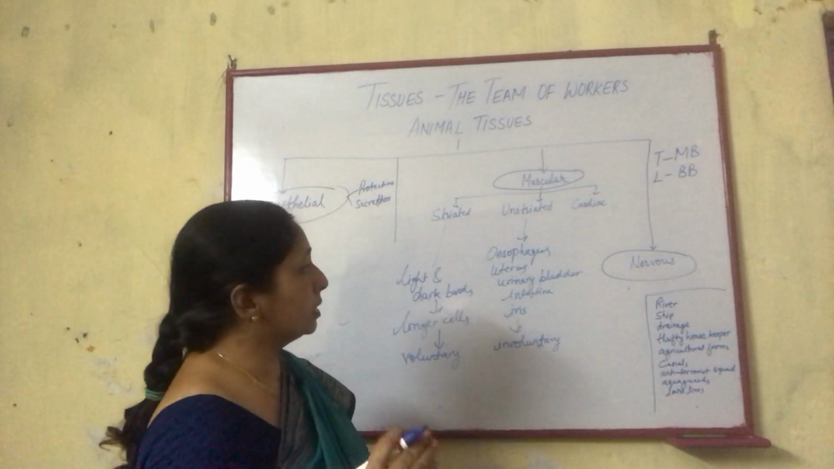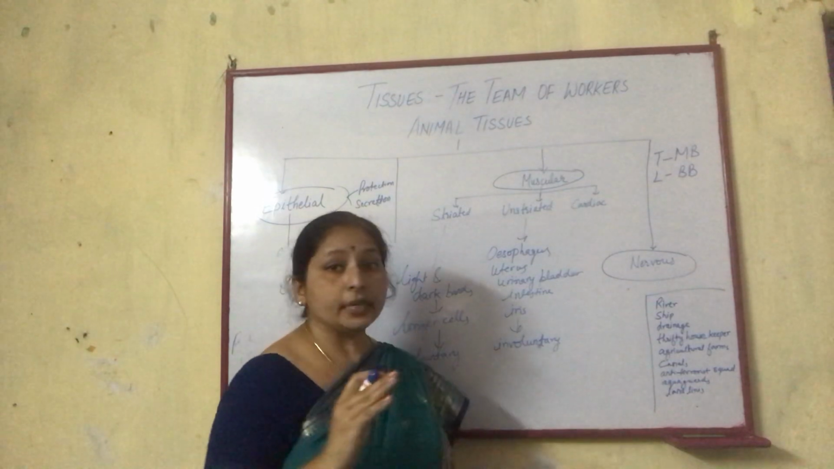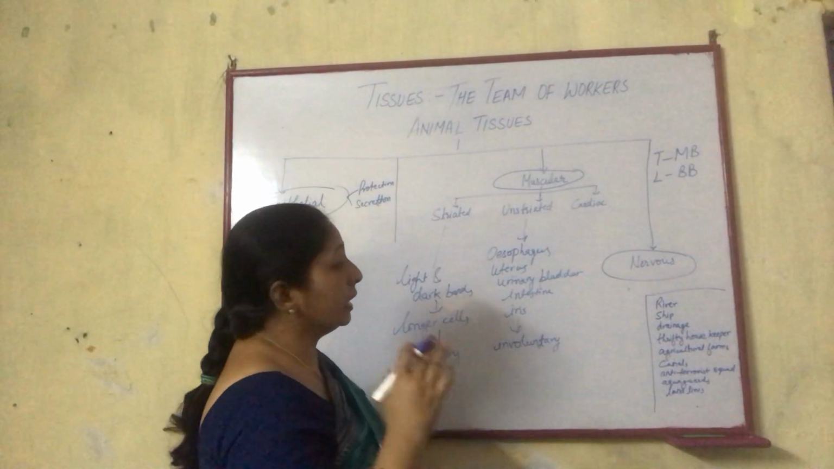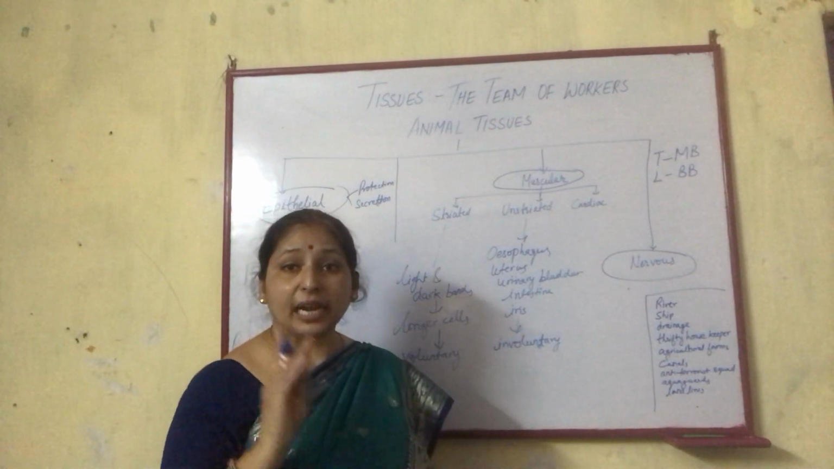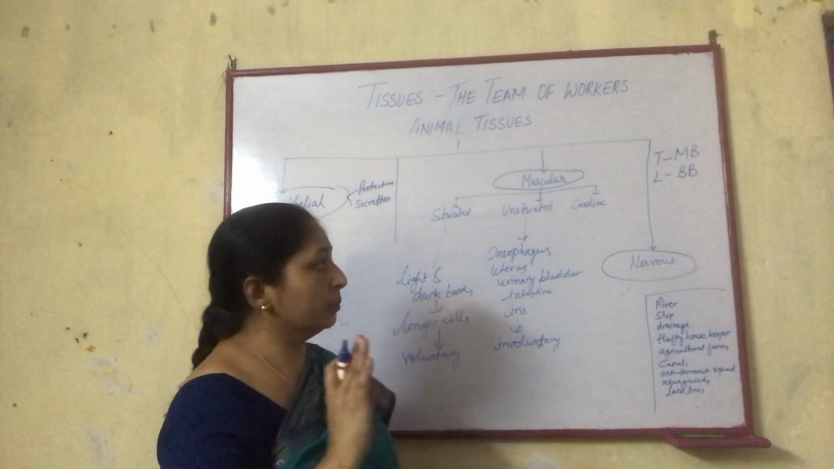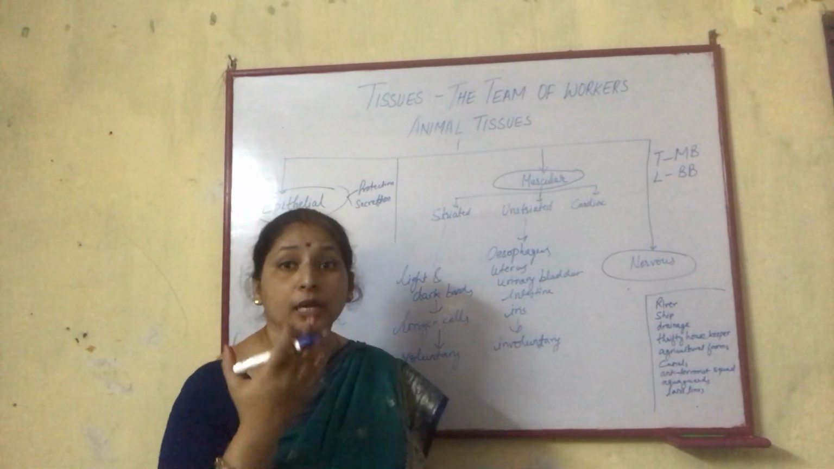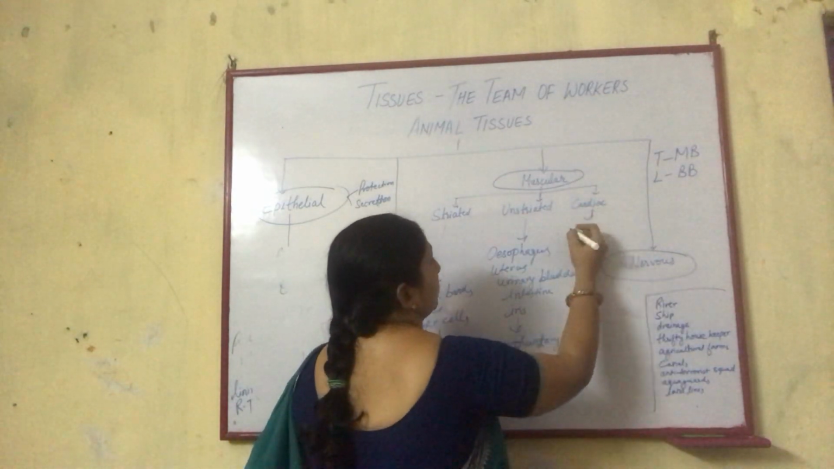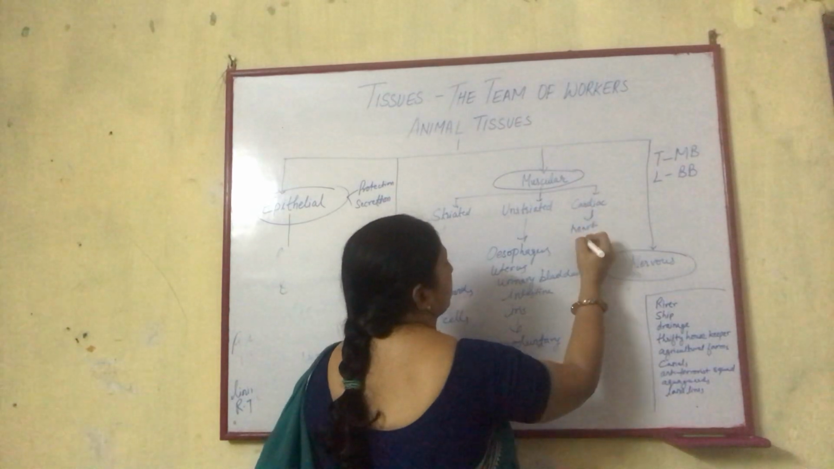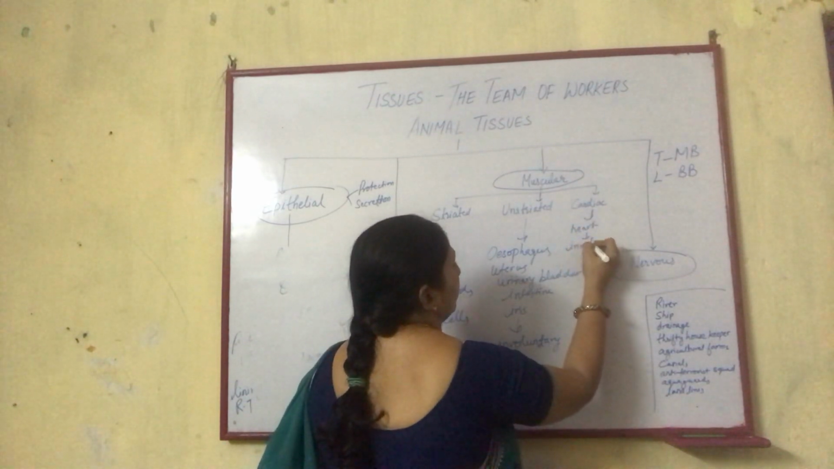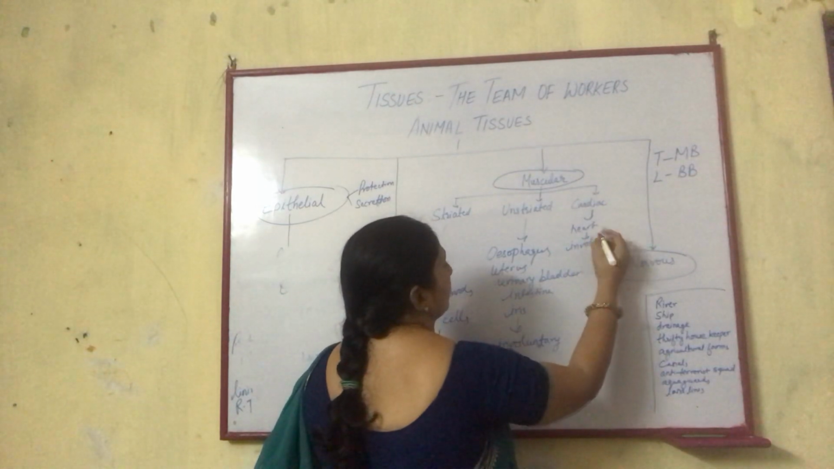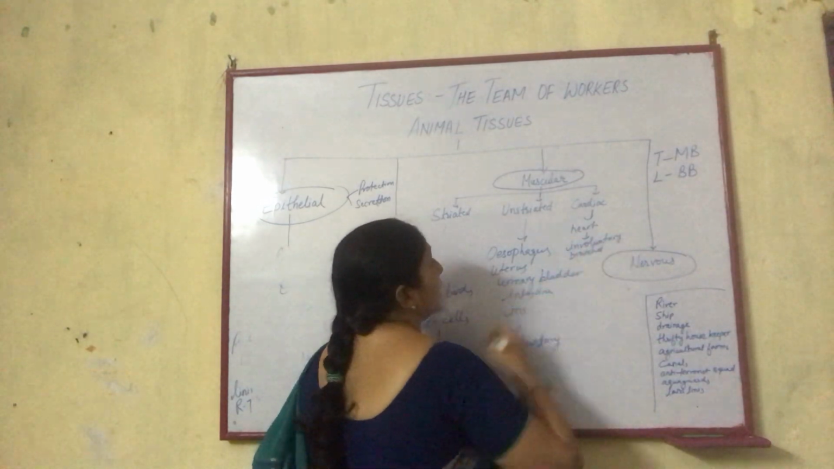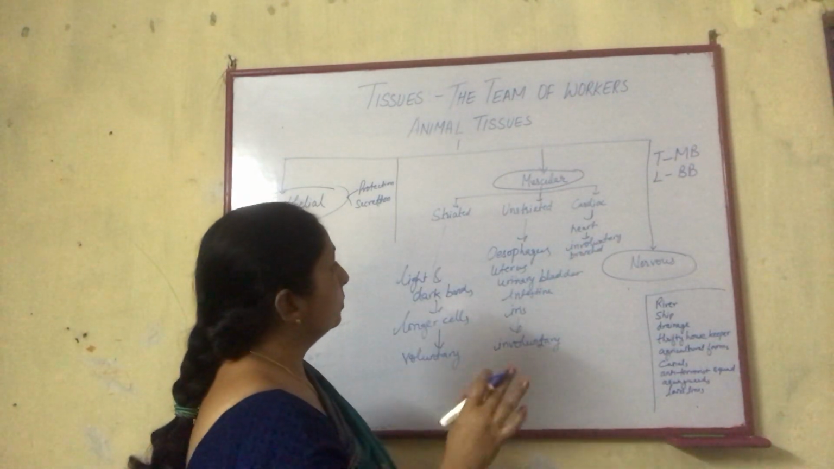Cardiac muscles contain striated muscles, but they are involuntary. Cardiac muscles are involuntary and branched. Cardiac word is for heart. So all the muscles which are present in the heart to support the pumping process are involuntary and branched. This is all about the muscular tissue.